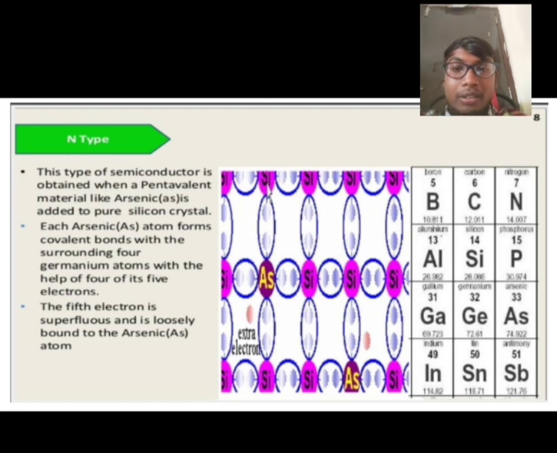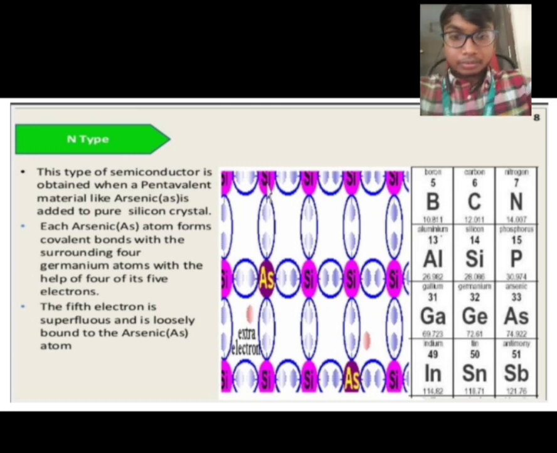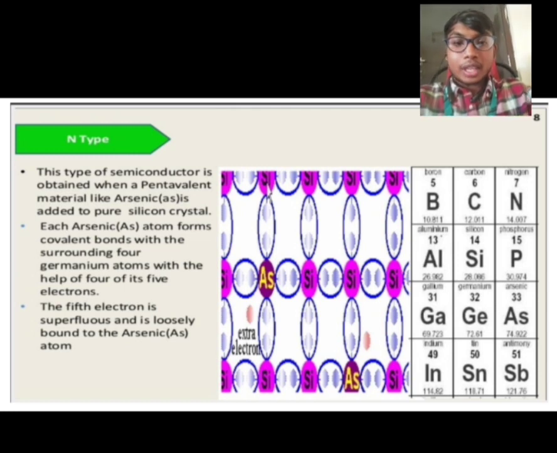and n-type conductors. What is meant by n-type semiconductor? This type of semiconductor is obtained when a pentavalent material like arsenic is added to pure silicon crystal. Each arsenic atom forms covalent bonds with the 4 surrounding silicon atoms with the help of 4 of its 5 electrons. The fifth electron is superfluous and loosely bound to the arsenic atom.